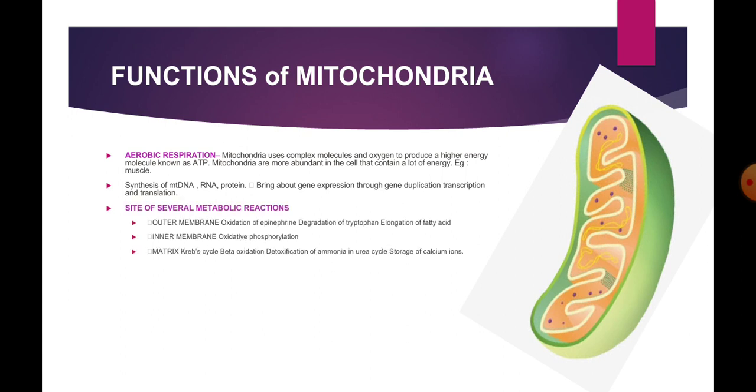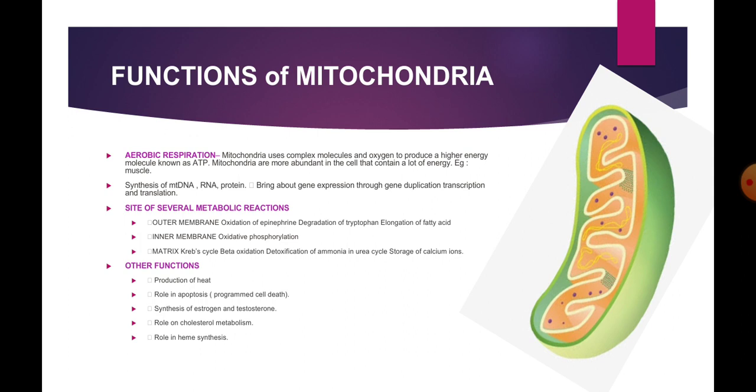Site for several metabolic reactions. In the outer membrane, oxidation of some things. On the inner membrane, there is oxidative phosphorylation, by which ATP is produced. In the matrix, the Krebs cycle occurs. Other functions are production of heat, and they have a role in apoptosis, that is cell death, synthesis of estrogen and testosterone hormones, and they have a role in cholesterol metabolism and some role in heme synthesis or iron synthesis in our body.